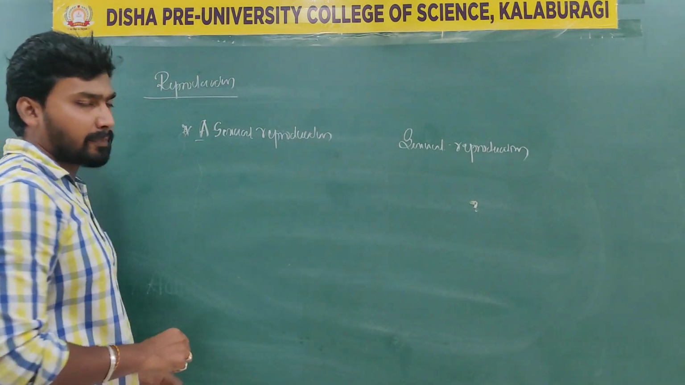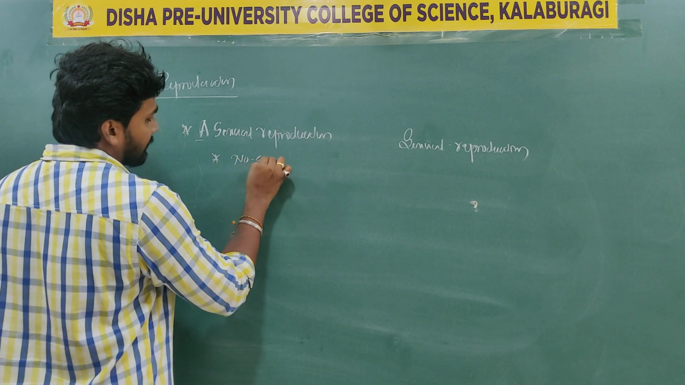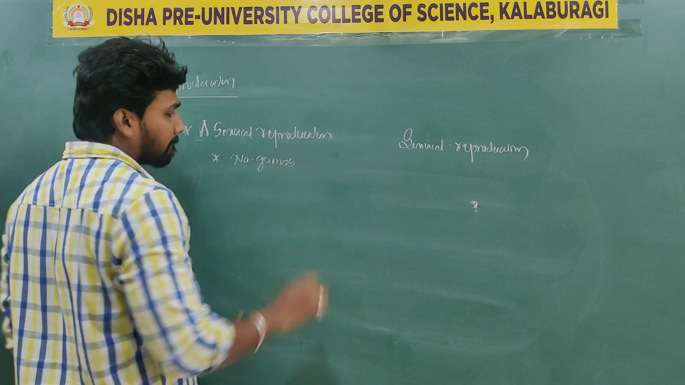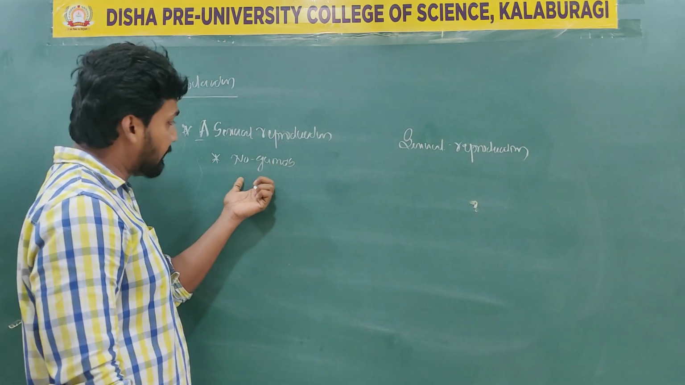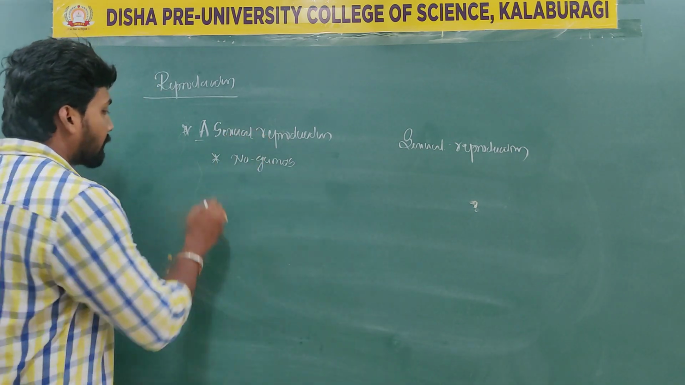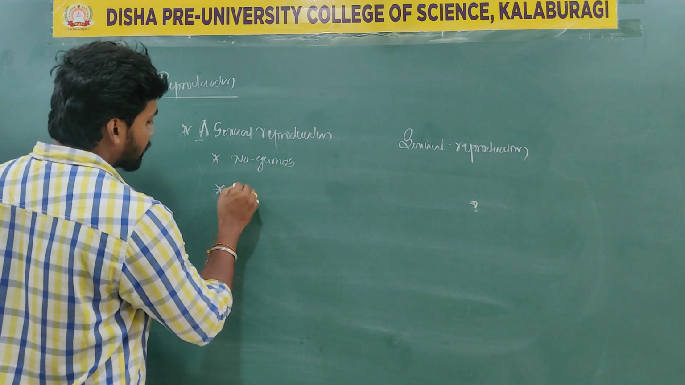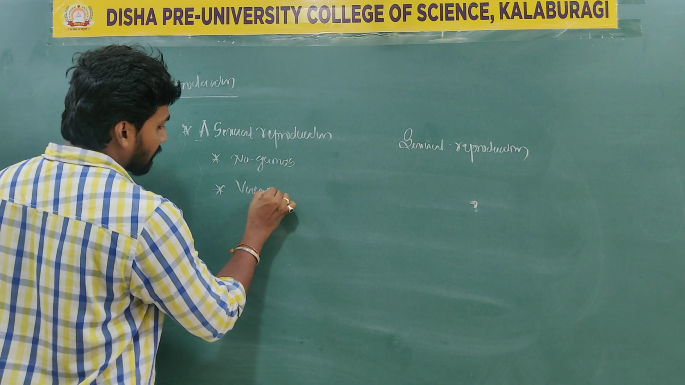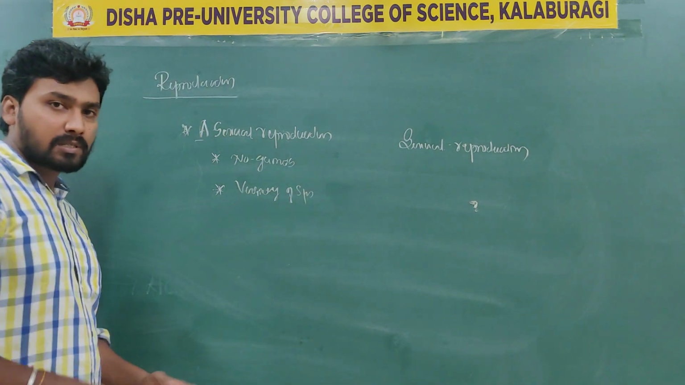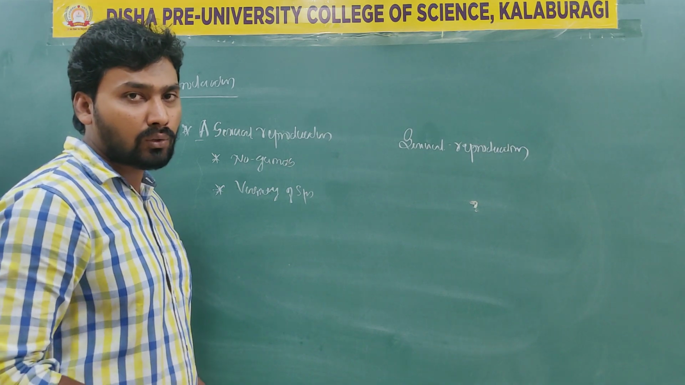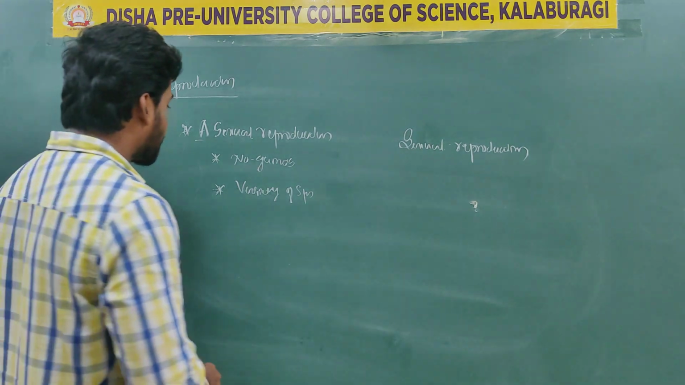In asexual reproduction, the sexes are absent. There are no gametes at all. There is no involvement or fusion of gametes, and there is no variety of species. Species appear exactly like a clone of their parents. So that is seen in the asexual type of reproduction.